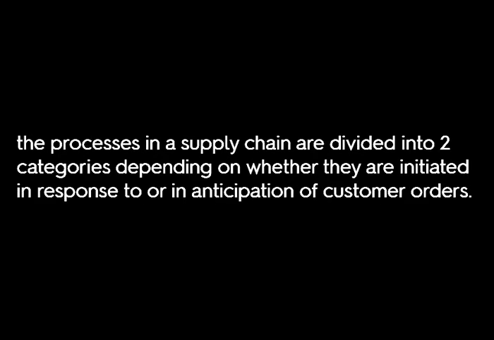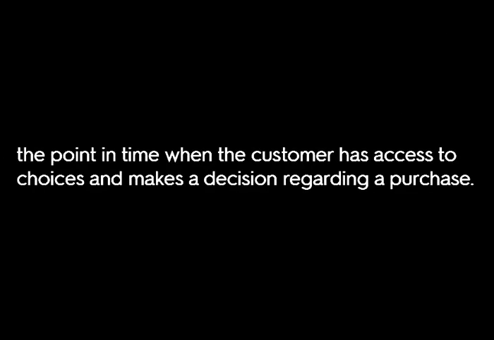The push-pull view of a supply chain holds that the processes in a supply chain are divided into two categories depending on whether they are initiated in response to or in anticipation of customer orders. The customer order cycle occurs at the customer-retailer interface. Customer arrival refers to the point in time when the customer has access to choices and makes a decision regarding a purchase.